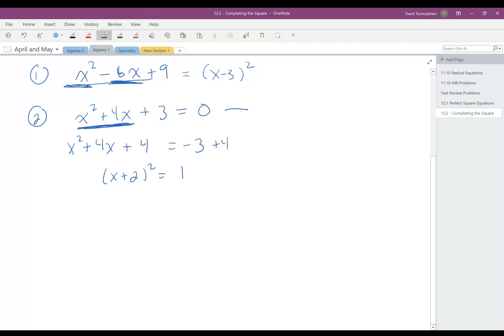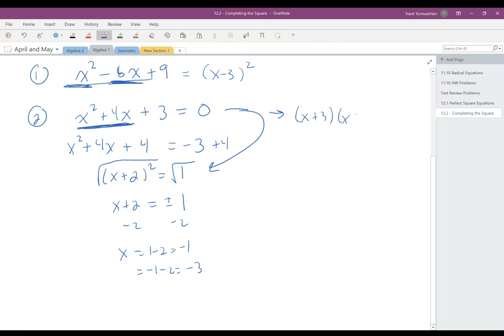So I took this equation that did not have a perfect square in it, and I completed the square by adding 4 to both sides after subtracting the 3. Now I can do what I did above, which is take the square root of both sides, and that gives me x plus 2 equals plus or minus 1. The square root of 1 is 1. So when I subtract my 2, I end up with x equals 1 minus 2, which is negative 1, and x equals negative 1 minus 2, which is negative 3. At the beginning of the problem, I said I could factor this. It would have factored as x plus 3 times x plus 1 equals 0, so x would equal negative 3 and negative 1.